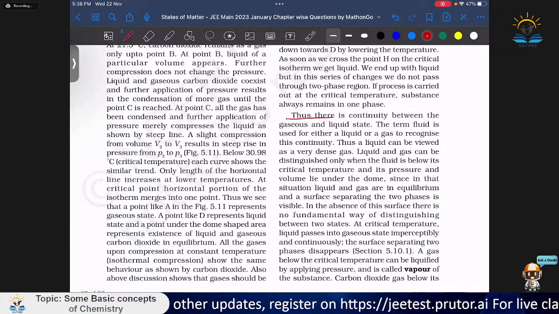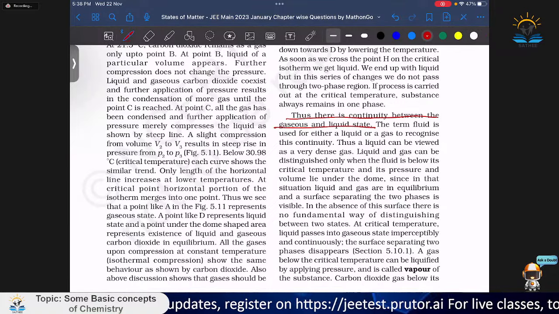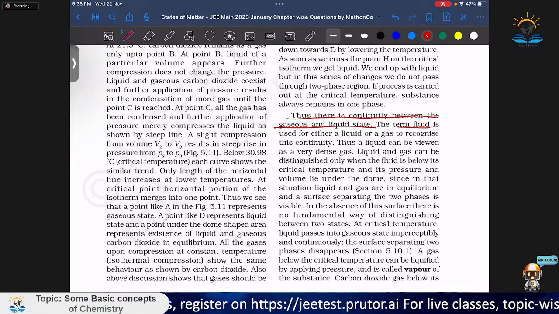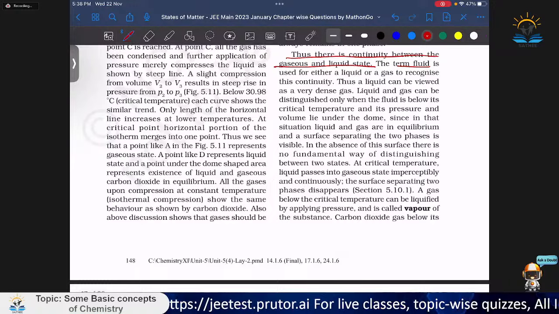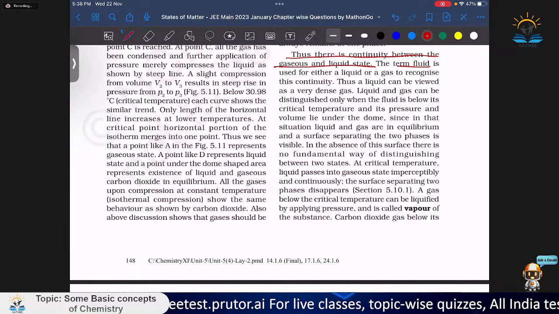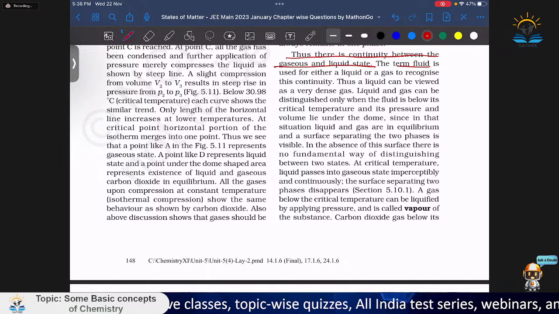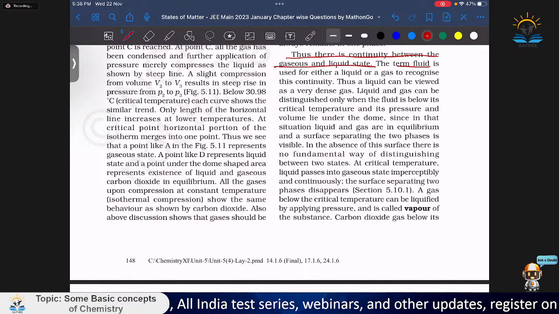Okay. So what can we say? There is a continuity between the gaseous and liquid state. The term fluid is used to denote either of them. Thus, a liquid can be viewed as a very dense gas, and vice versa, a gas can be viewed as a very less dense liquid. Liquid and gas can be distinguished only when the fluid is below its critical temperature and its pressure and volume lie under the dome, since in that situation, liquid and gas are in equilibrium and a surface separating the two phases is visible. Apart from that, we only have gas or we only have liquid.